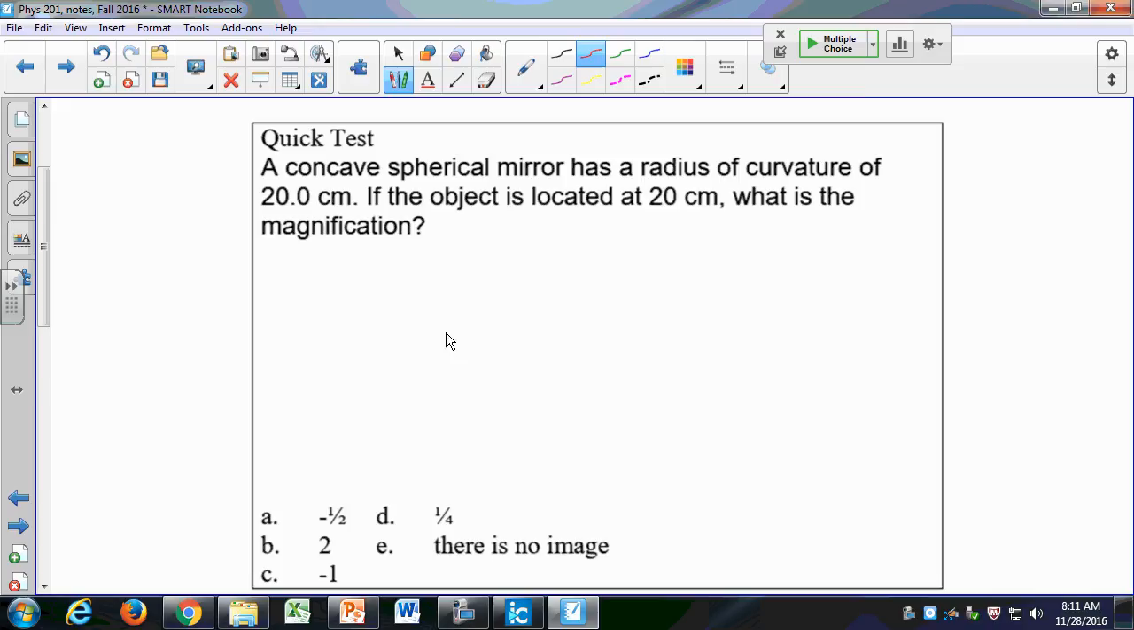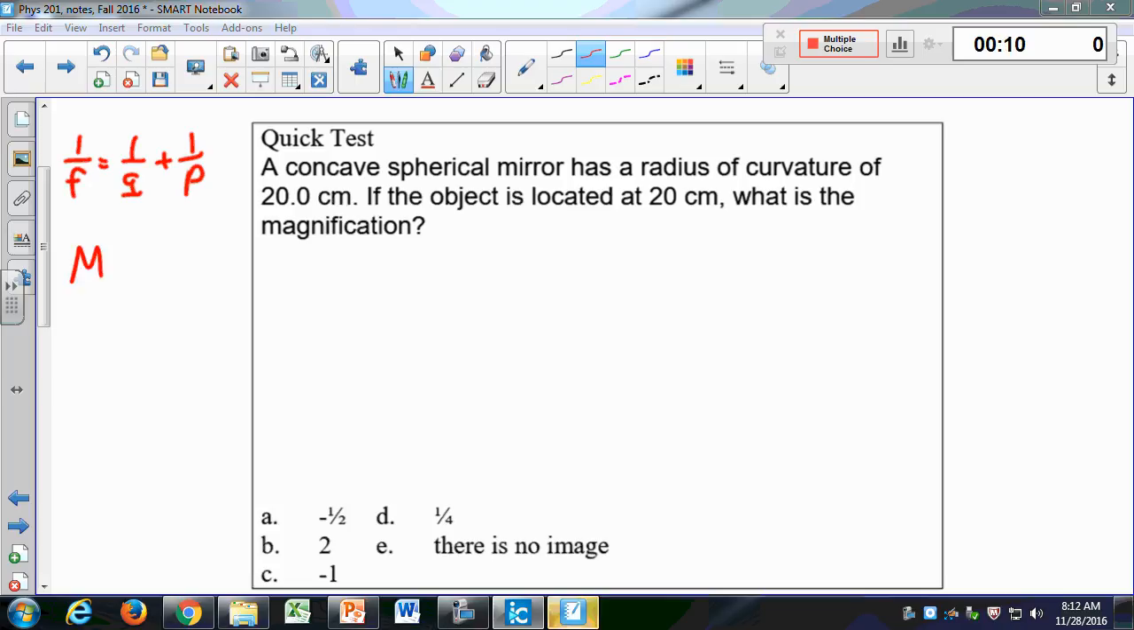All right, let's try this clicker question. Just want to remind you, I'll go ahead and write your equations over here. You'll have them on your equation sheet. 1 over f equals 1 over q plus 1 over p. And then our magnification is equal to negative q divided by p. That's all you need to know. And then something else I've told you is that f is equal to c divided by 2.